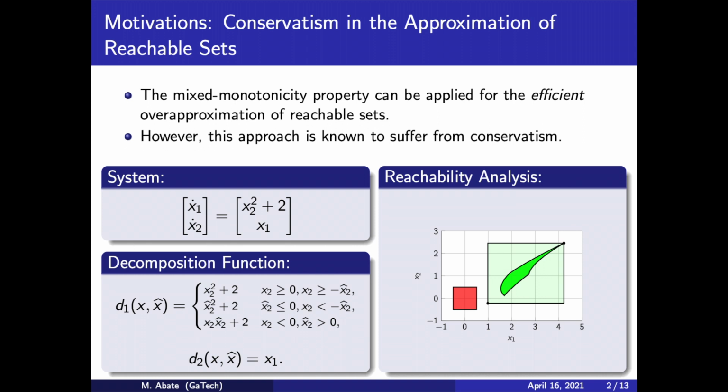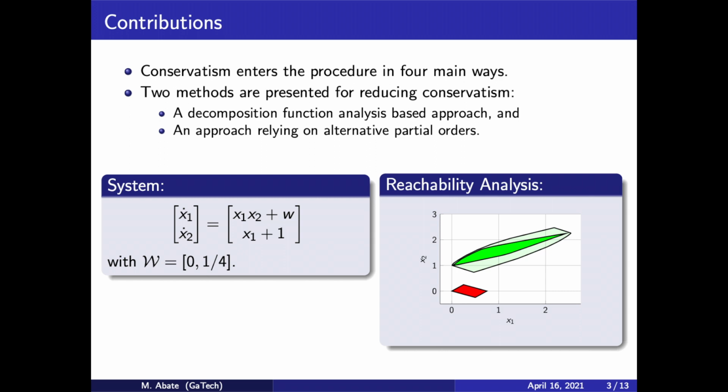And we can see in this example that the shaded green region is not perfect. It's not the true reachable set. Just for starters, it's a hyperrectangle. And in this work, we are going to study conservatism in the approximation of reachable sets, and we'll present some methods for mitigating conservatism. All right, so there are two main contributions of our work. First, we show that conservatism enters the mixed monotonicity procedure in 4 main ways, and we classify and study these forms of conservatism. And our second contribution is that we present 2 methods for reducing conservatism in the approximation of reachable sets using the mixed monotonicity procedure.